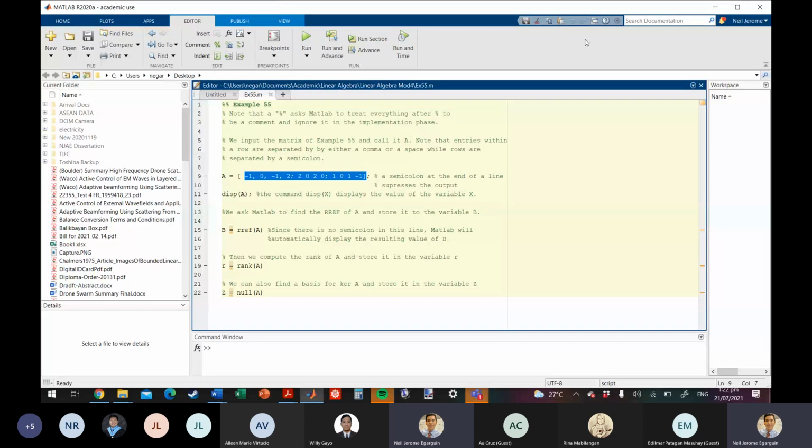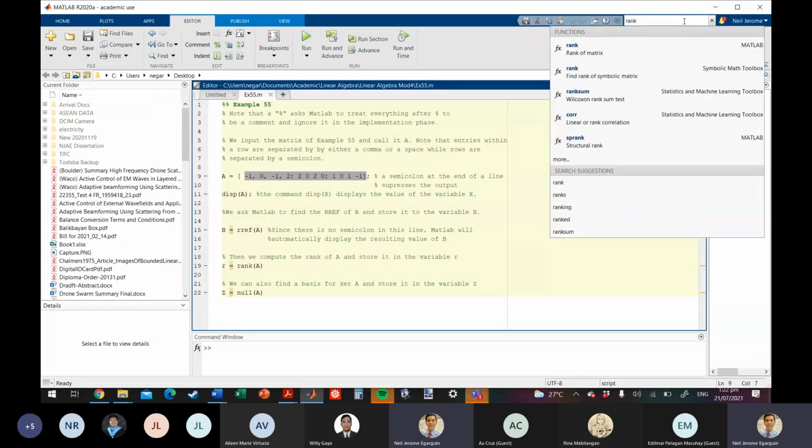And then MATLAB also has a very good documentation page. So if you want to do something but you don't exactly know how to do it, you can go to the upper right-hand corner, somewhere near that. Meron dyan search box. Say gusto kong malaman ano yung rank. Okay. So maglalabas siya dyan ng different options about all the ranks that MATLAB knows.